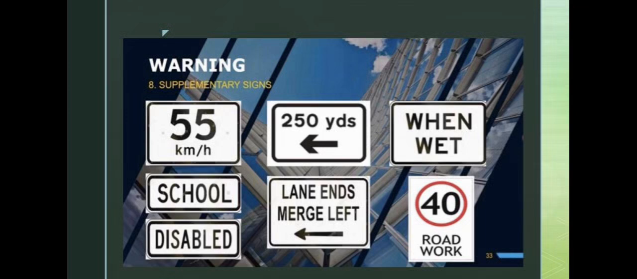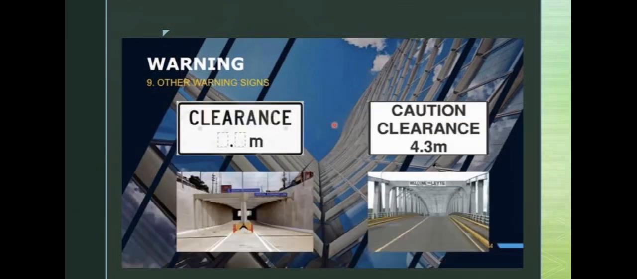When you see this, 50 km per hour is used only in conjunction with another warning sign to indicate the desirable speed in good weather. Next, other warning signs. Clearance or the vertical clearance sign shall be rectangular in shape and not less than 100 mm by 600 mm in size with long axis horizontal, and they shall be black letters on white reflectorized backgrounds.